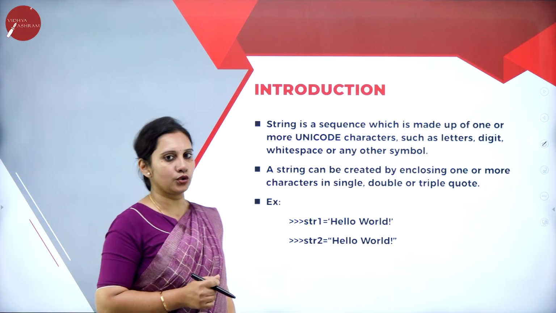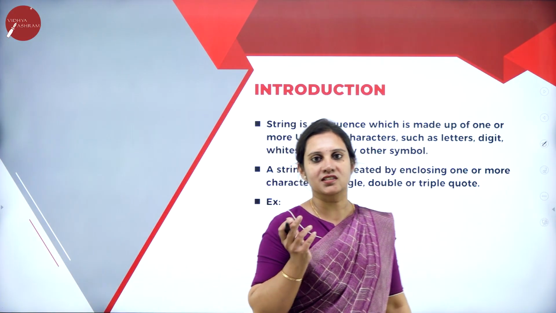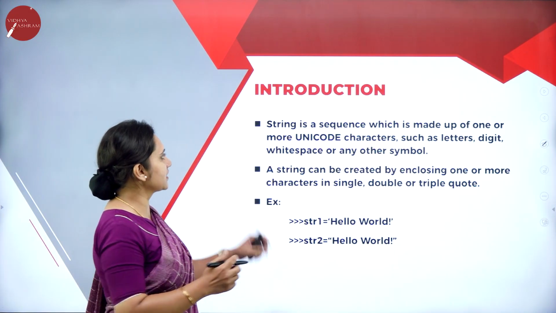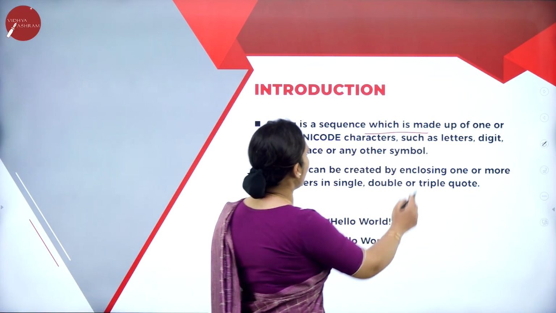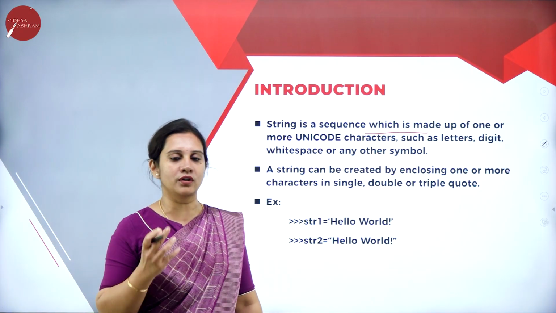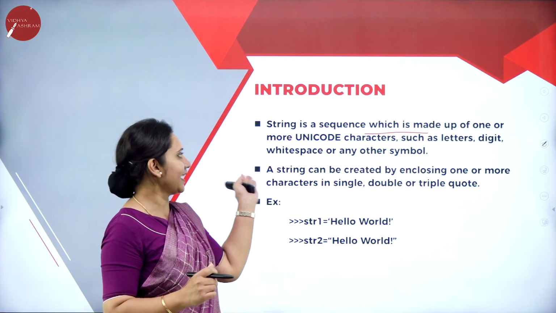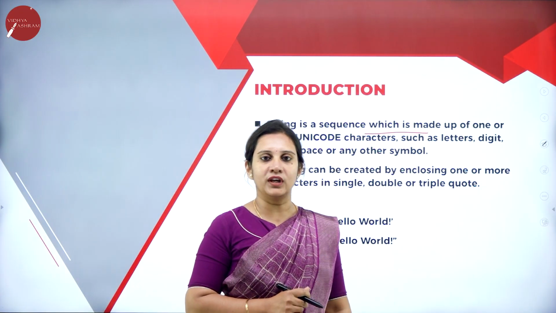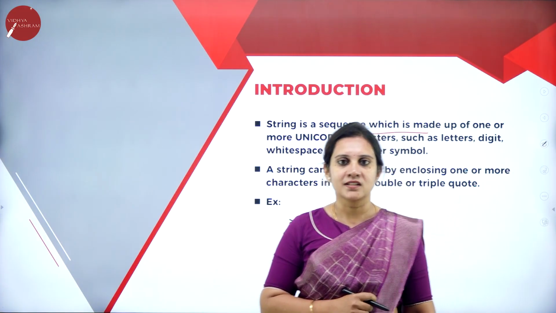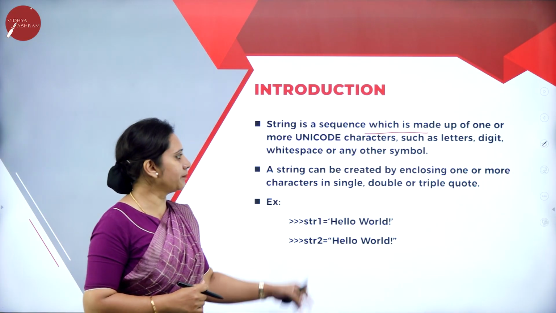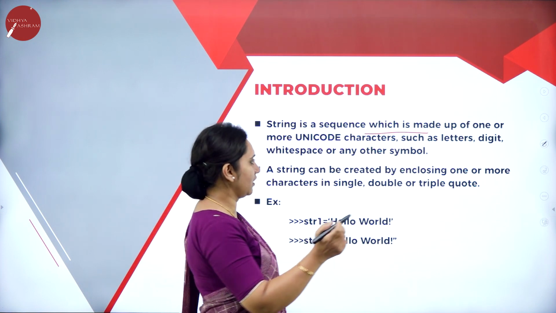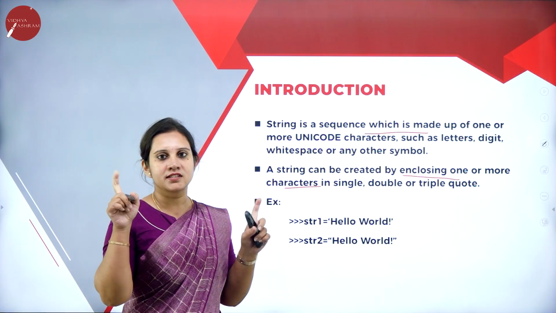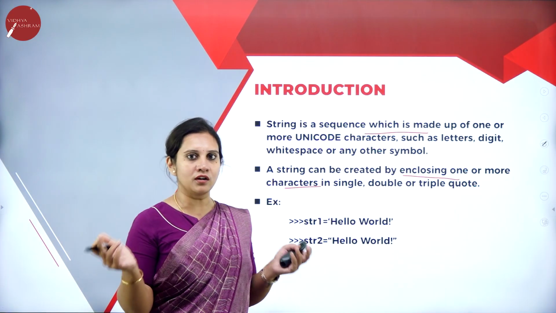So, introduction to the string. What is a string? We all know that it is a data type. A string is a sequence made up of one or more Unicode characters such as letters, digits, white space or any other symbol. We call this a string. How can a string be created? By enclosing one or more characters in single quotes, double quotes or triple quotes.